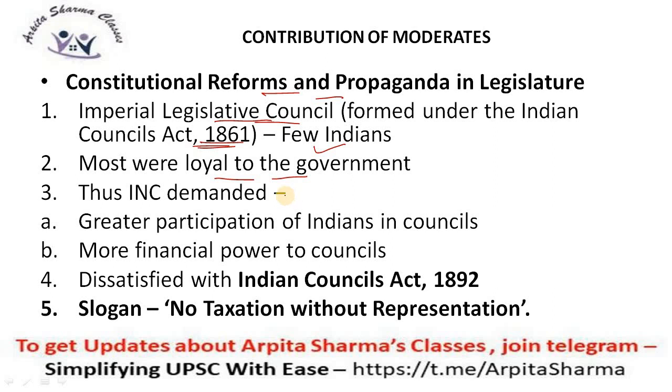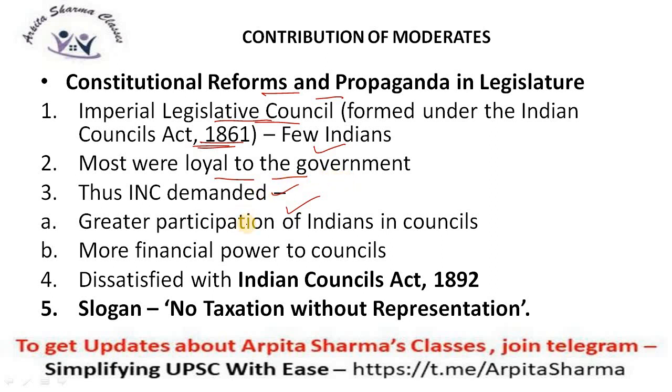So what did the Indian National Congress demand? It demanded greater participation of Indians in councils, because if we are in policy making, then suppose I am an Indian and I know the ground reality, I know what resources are required by my people, what conditions I am living in, and what will be beneficial for my people. So I know my country better, hence I should be a part of policy making, a part of the government.